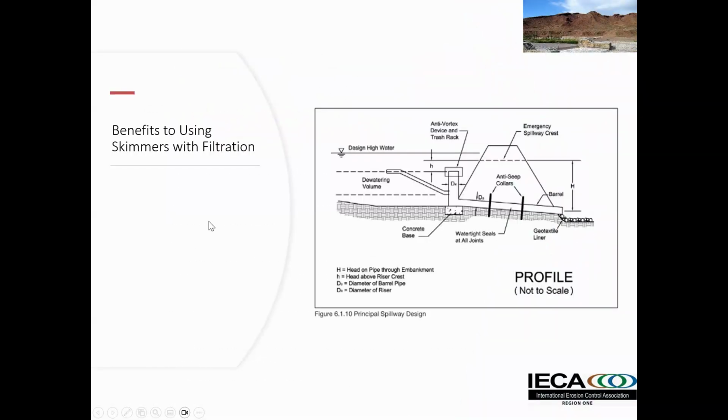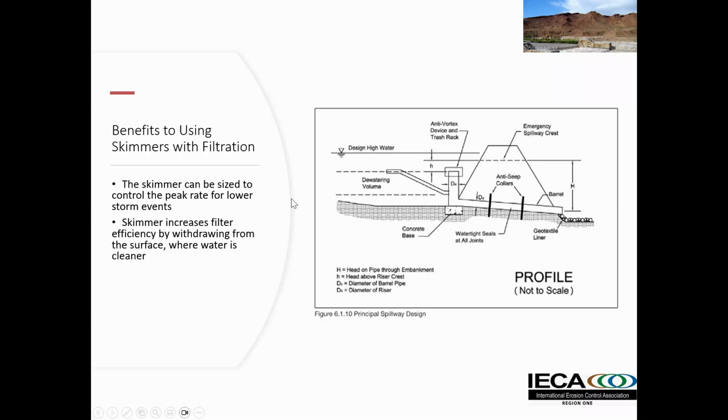So if we decide to add a filter to the skimmer, now you can size your skimmer to control that peak rate for that lower storm event. Again, that 2-year storm event is kind of what we typically see. The skimmer is going to increase the filter efficiency by withdrawing from the surface where the water is cleaner, right?